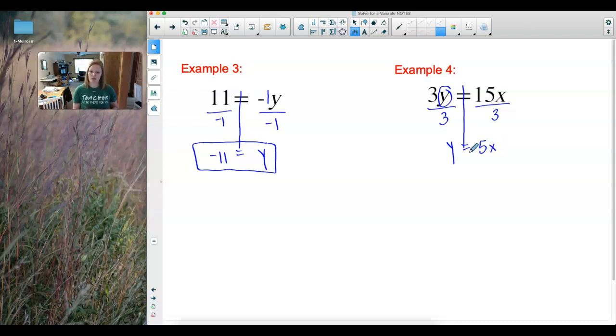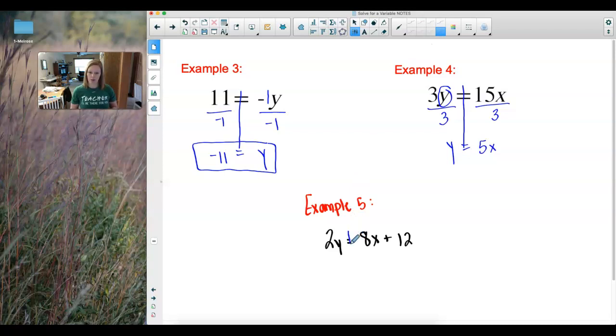Okay, now I do want to just add one more example on here. Let's add an example 5. Okay, and let's say that this one is 2y equals 8x plus 12. Now we can solve that for y.